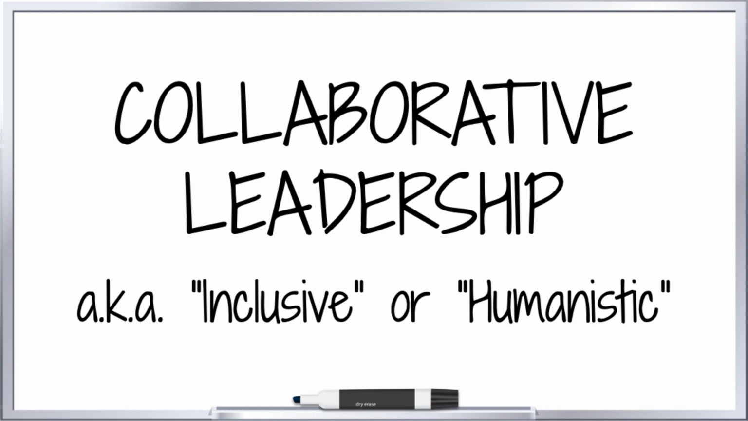The person with the most expertise leads via strategic planning and aligned incentives. In short, this leadership style is based on reason, logic, and expertise. Collaborative leadership. It's often called inclusive leadership and humanistic leadership. Leadership is not vested in any one person. Rather, it emerges from the inclusive collective via consensus in service of the greater good. In short, this leadership style is based on equality and consensus.